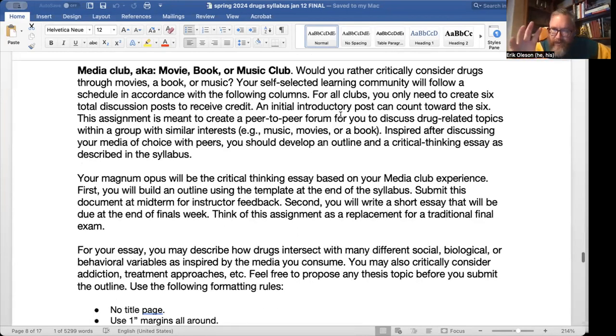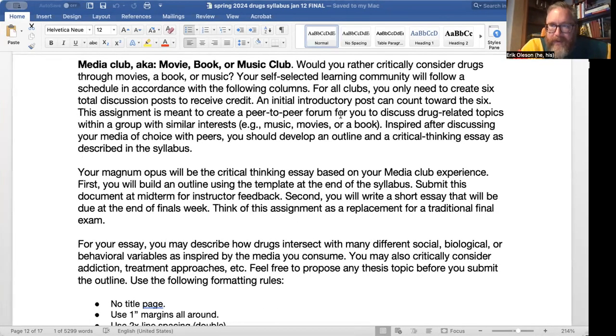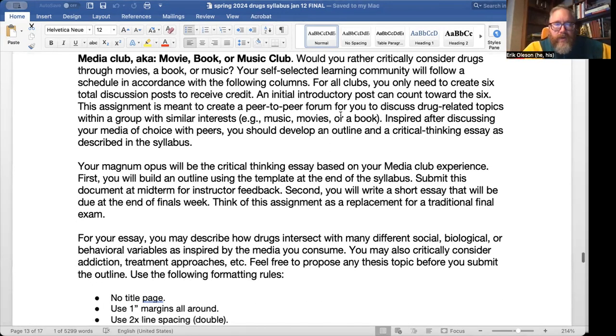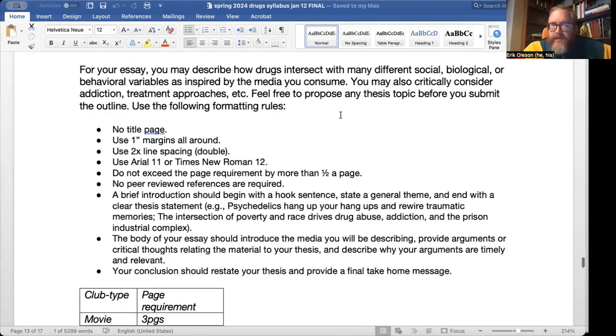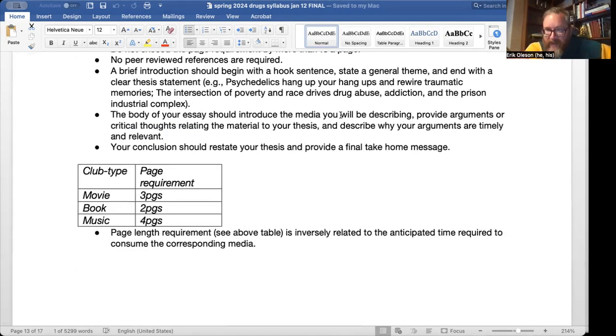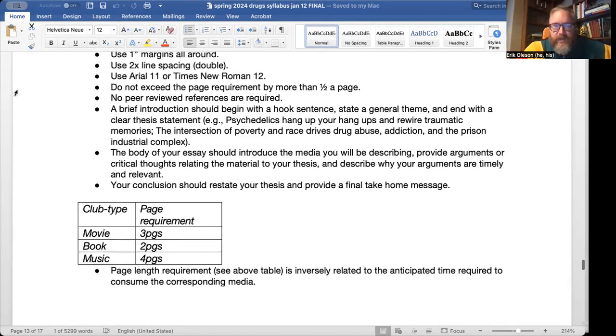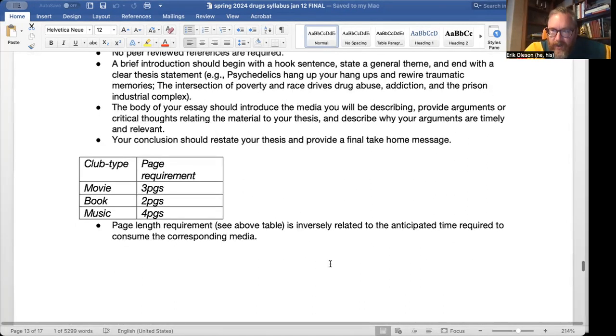In addition, we will have this media club thing. This is that additional assignment that you have to make 6 discussion posts on over the course of the term. Again, there aren't fixed deadlines here. This is very flexible, and you need to comment on at least a subset of the material here. So the first thing you need to do is decide if you want to join a movie club, a book club, or a music club.